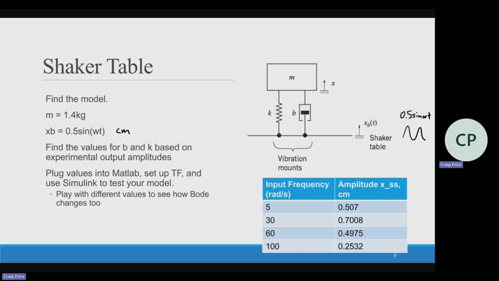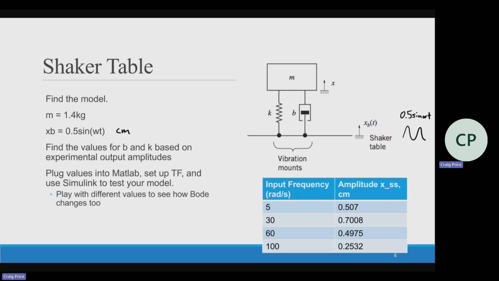So we have this shaker table, and we have a rigid connection. We have some kind of vibration mount. Now, this could be just like a rubber spacer, something like that. It has stiffness, it has damping, and it's connected to a mass. And our goal, what is our goal? If I know the input of the shaker table or the base has an input of 0.5 centimeters amplitude, sine omega t, and we can change that frequency, based on the input, we want to find the values for B and K.